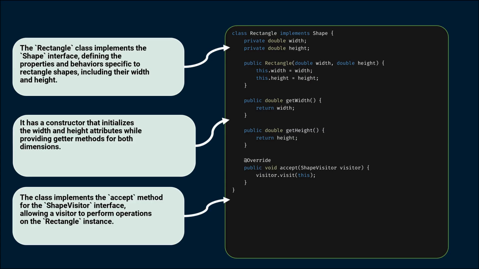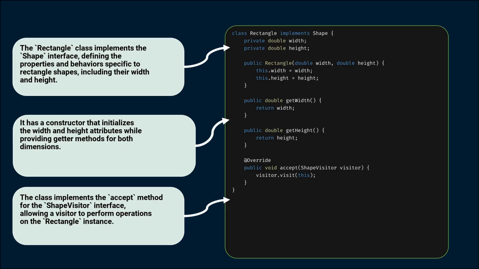Next, we provide two public methods, getWidth and getHeight, which allow external classes to retrieve the rectangle's dimensions without modifying them. This is a critical aspect of object-oriented design, promoting data hiding. Moreover, we implement the accept method required by the shape interface. This method takes a shape visitor as a parameter and calls the visitor's visit method specific to the rectangle class.